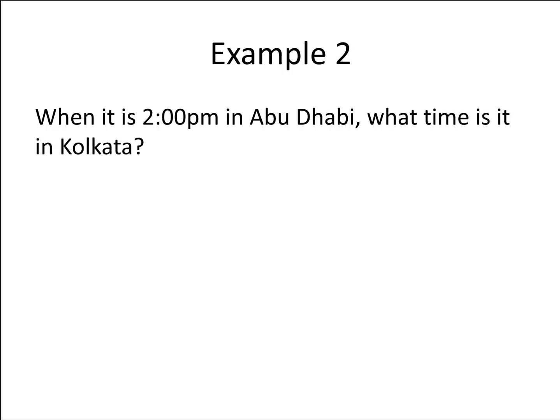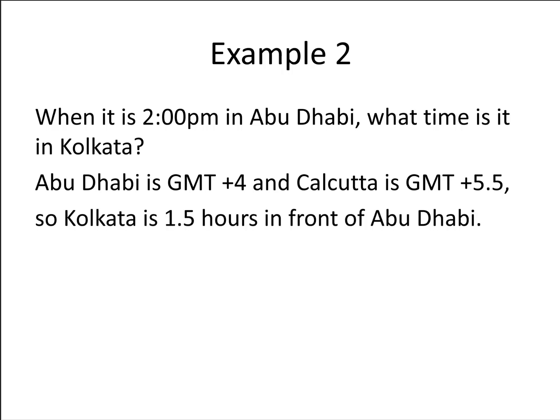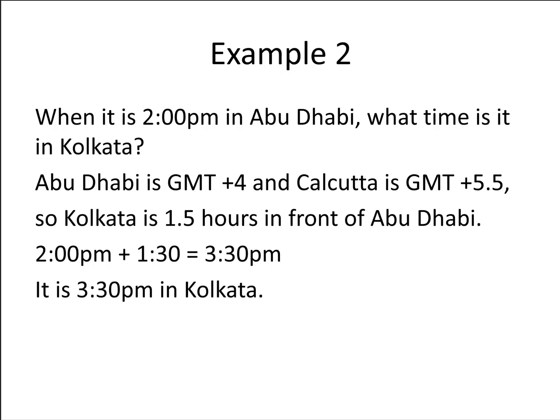Example 2. When it is 2 p.m. in Abu Dhabi, what time is it in Calcutta? Well, again, I look at my table or my map, whatever I'm given, and I notice that Abu Dhabi is GMT plus 4 and Calcutta is GMT plus 5.5. Therefore, Calcutta is 1.5 hours in front of Abu Dhabi, because 5.5 take 4 is 1.5. They're both going in the same direction. They're both positive. So 2 p.m. plus 1.5 hours gives me 3:30 p.m. So it's 3:30 p.m. in Calcutta. Now, if it's 12-hour time in the question, I answer in 12-hour time. If it's 24-hour time in the question, I answer in 24-hour time.